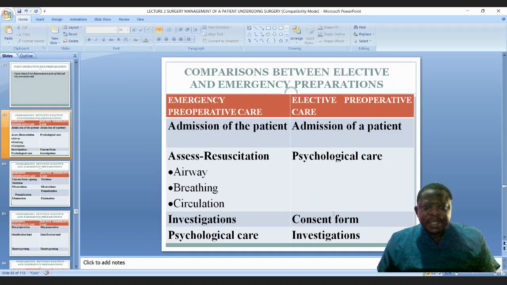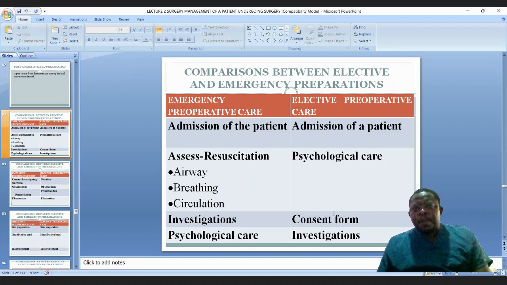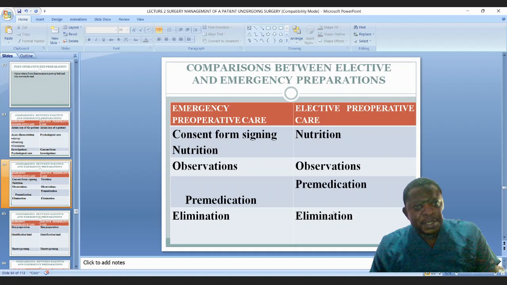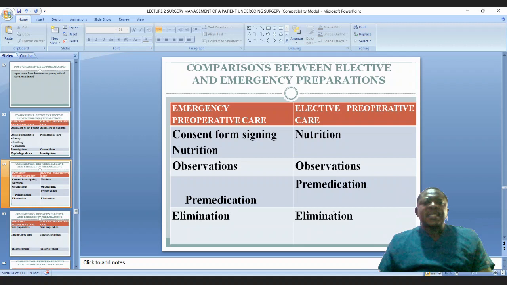Okay, so investigations have to be done. There are emergency investigations that can be done in emergency pre-operative care. Even in elective pre-operative care, investigations have to be done, but not emergency investigations, because you would have done the investigations way before the operation is done, whilst in emergency, they have to be done right there and then. Okay, so we have mentioned consent form. In all situations, consent form has to be signed. Okay, nutrition status. Here, for emergency, there can be need to put an NGT to remove gastric content.